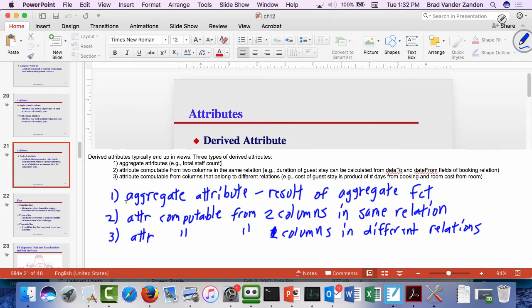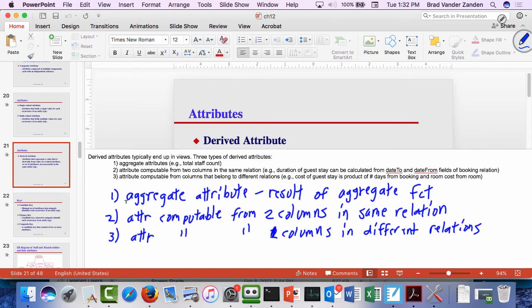So those are the 3 major types of derived attributes. One's derived from aggregate functions. One's computable from 2 or more columns in the same relation. One's computable from columns in different relations.